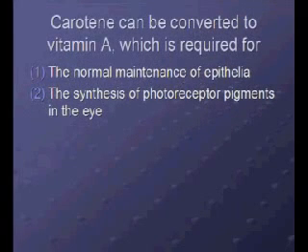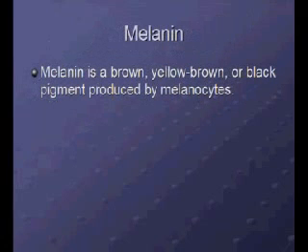Keratin can be converted to vitamin A. This is required for the normal maintenance of the epithelial and then the synthesis of photoreceptor pigments in the eye. So it has some other important functions and roles as well. Melanin is a brown pigment or a yellow-brown pigment, or in some cases can even be a dark or black pigment produced by melanocytes. We showed some histological slides early on that demonstrated melanin as well.